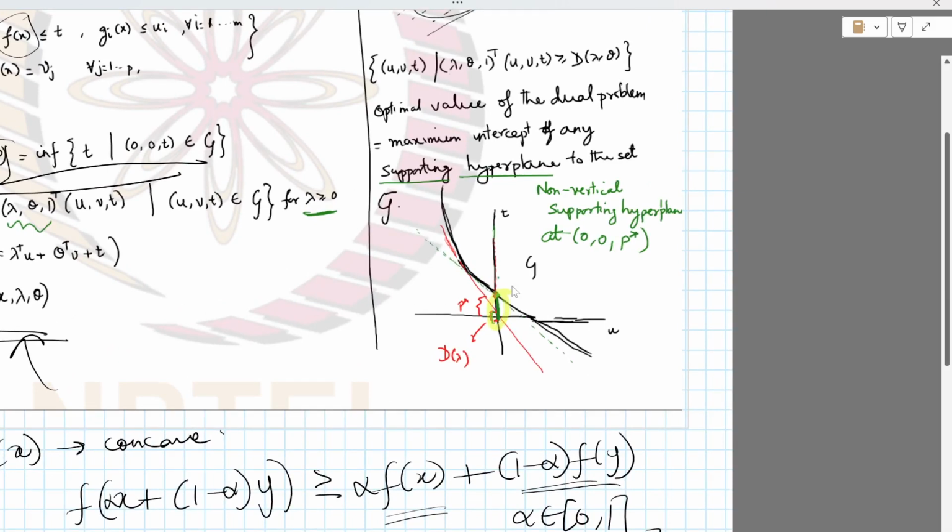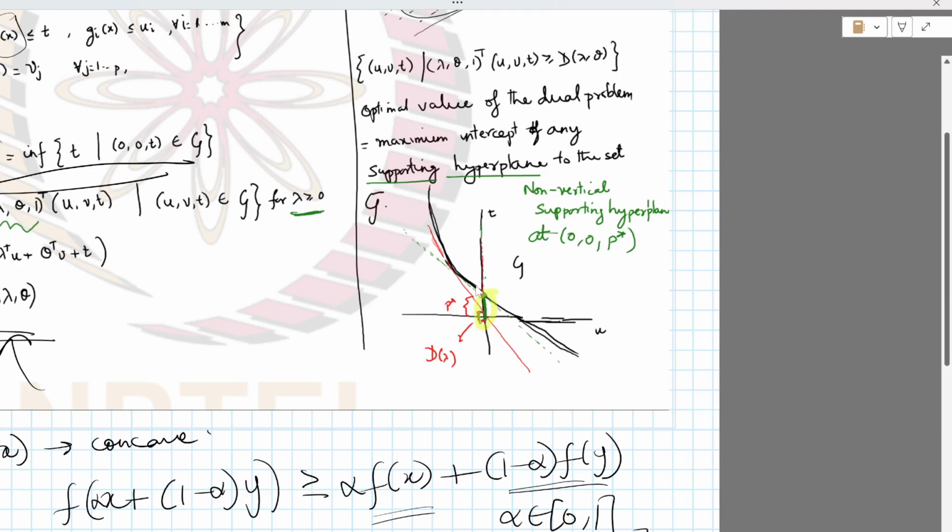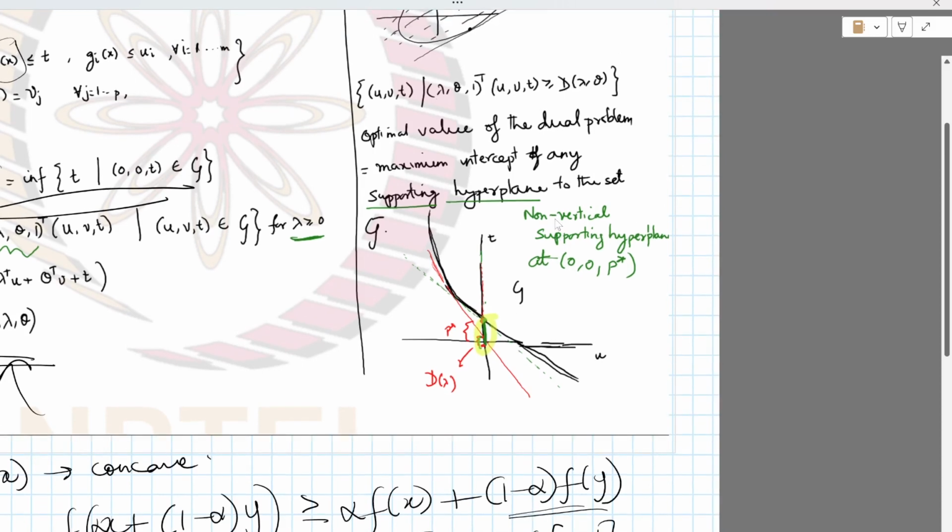Oh, sorry, no, you don't draw the hyperplane at P star. You draw a hyperplane at the maximum. You have to draw a hyperplane such that you get the maximum intercept. At P star you will get a fixed intercept. Exactly. So you have to draw a hyperplane where you get the maximum intercept.